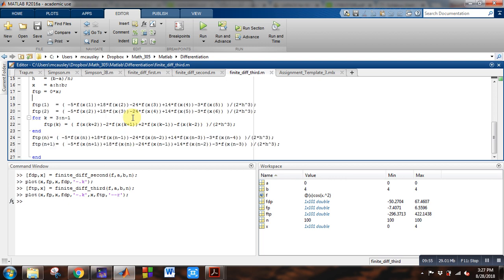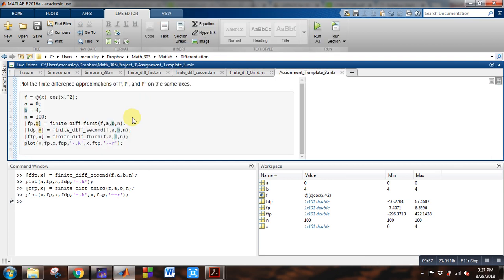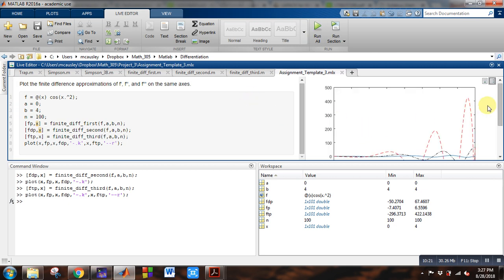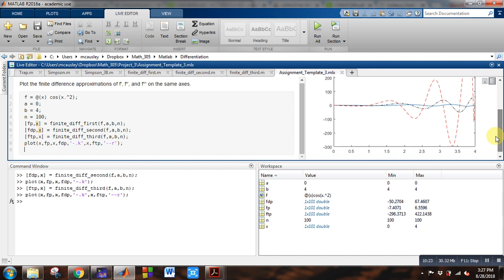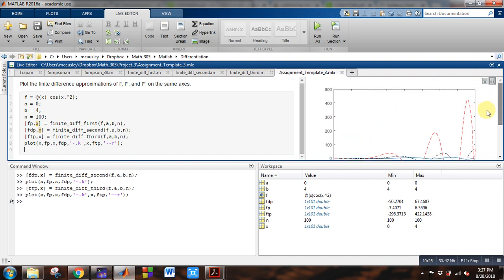And so finally, if I go back to my assignment template, okay, I've got f prime, f double prime, and f triple prime set up for this particular function over this interval with this number of points, and I'm going to plot them all. So if I run this, okay, there's my plot, but now it's in the .mlx file and I can look at it live.